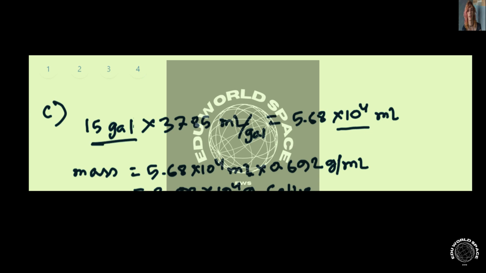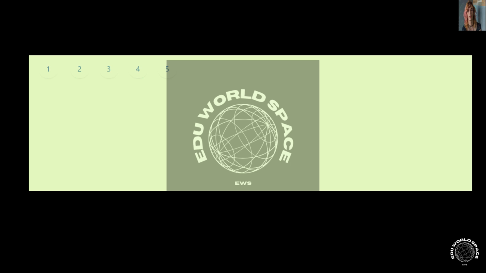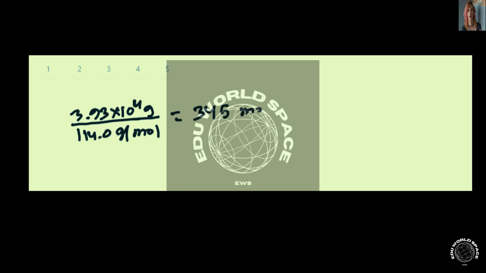Now we know the mass. So from the mass we can find out the number of moles of octane. So the number of moles of octane is its mass over molar mass. So 3.93 times 10 to the power 4 gram over the molar mass of octane, which is 114 gram per mole, and this will give us a value of 345 mole of octane.